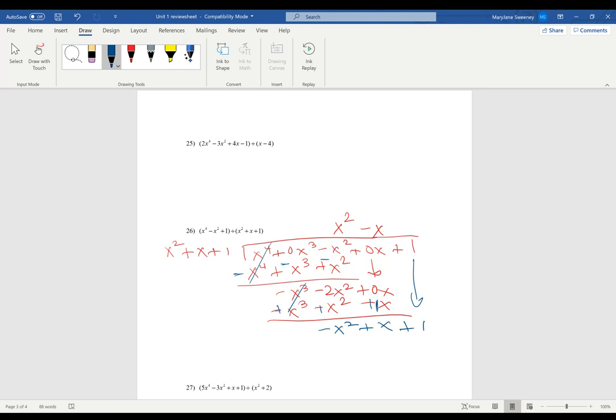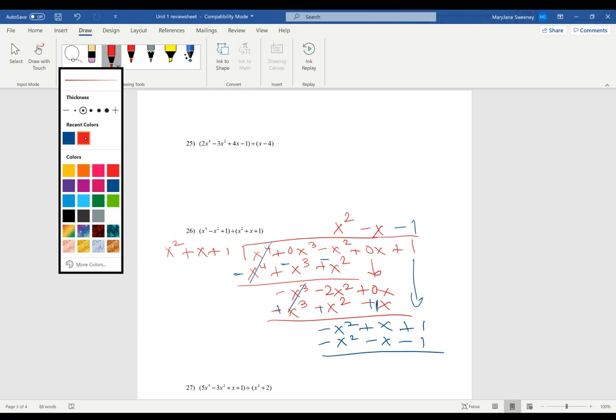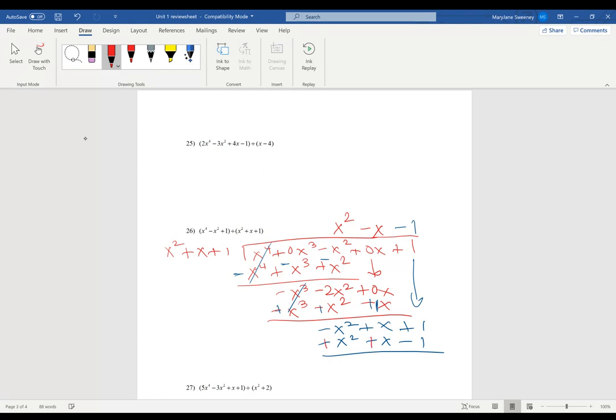What times x squared will give me negative x squared? That would be a negative 1. Negative x squared minus x minus 1. Subtract going down. That's plus, plus, plus. 2x plus 2. So my answer is x squared minus x minus 1 plus the remainder over the divisor.